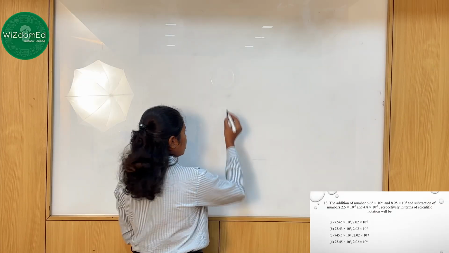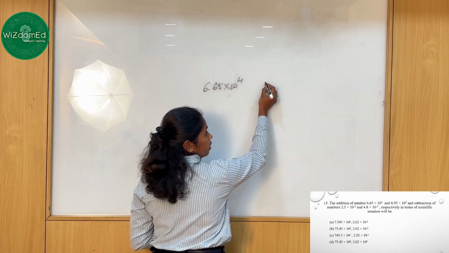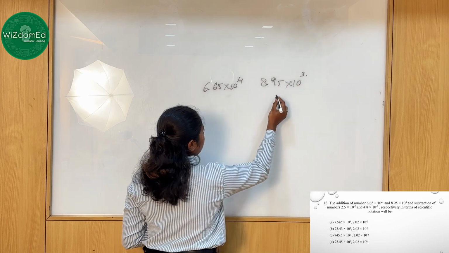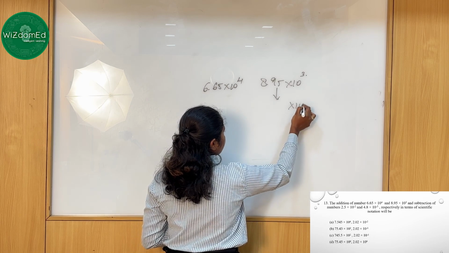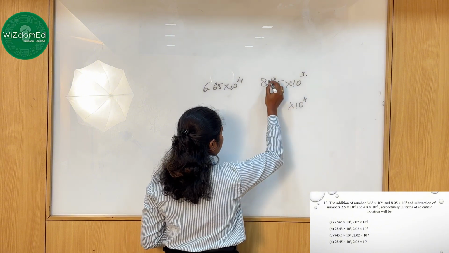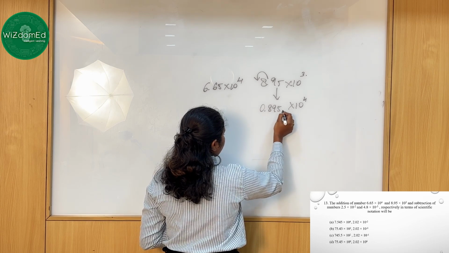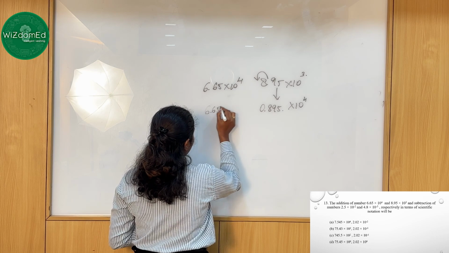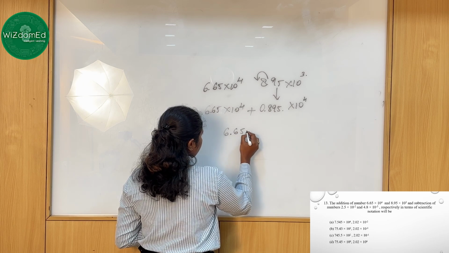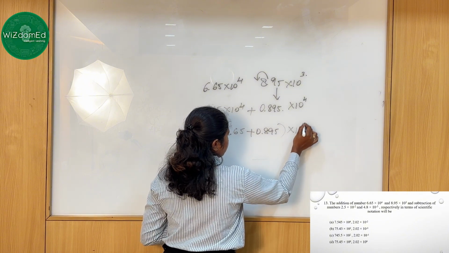The first one is 6.65 into 10 raised to power 4 and 8.95 into 10 raised to power 3. What I am going to do now is convert this into 10 raised to power 4. As I am increasing the power, the point has to shift to the left hand side. So it is going to become 0.895. Now let's add the given values. Upon addition, it is going to become 6.65 plus 0.895 into 10 raised to power 4.